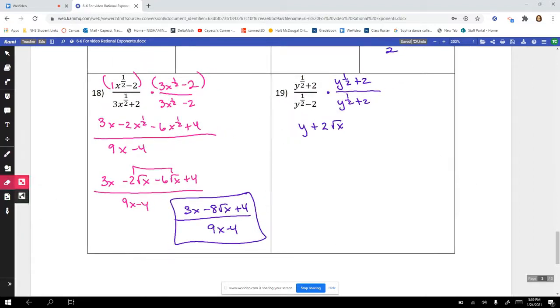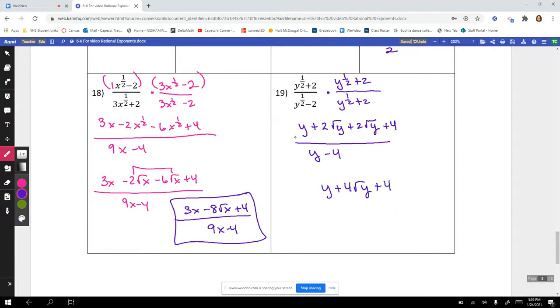Oh, sorry, I have y. I don't know why I wrote x there. Let's do y, out of habit, I guess. Same thing with the inside. And my last is going to be 4. And then on the bottom, y to the 1/2 times y to the 1/2 gives me y. And then my outside term is negative 4. So I just have to combine. I have y plus 4 root y plus 4, all over y minus 4. And that's your final answer.